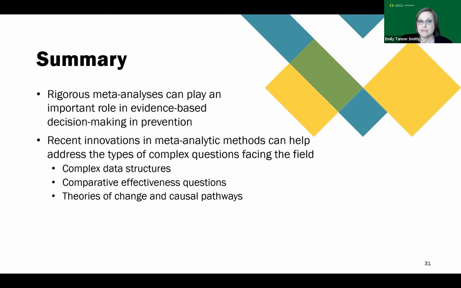Robust variance estimation can assist when you're analyzing the messy, complex, dependent data structures that we often face when we are doing meta-analyses of prevention evidence. Then network meta-analysis and component network meta-analysis methods can be used to address questions about comparative effectiveness. These questions are incredibly important to decision makers, particularly when they're selecting programs from a menu of options, when they have to allocate scarce resources to the different programs.